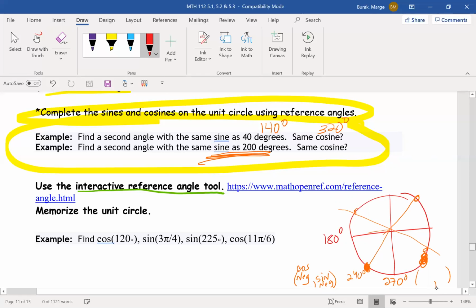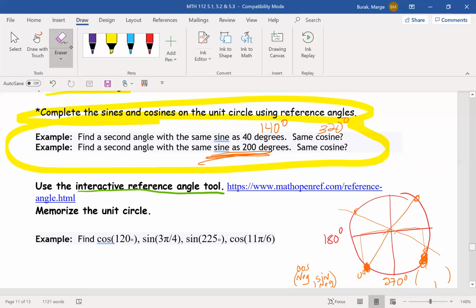So if this is my X, this is my Y, this is a negative. So it's going to be 240 has a reference, or sorry, 200. I did this wrong, didn't I? I did 240. Sorry, I'm just going to do it right because it says 200 here and I did 240. So let me just change that to what it says, which is 200 degrees.